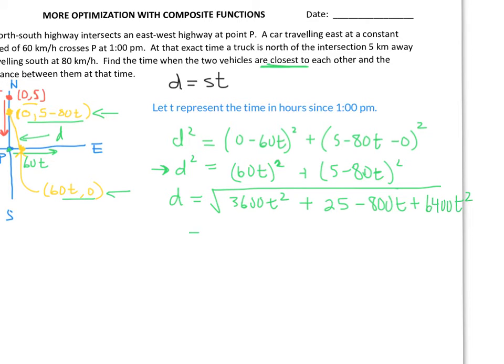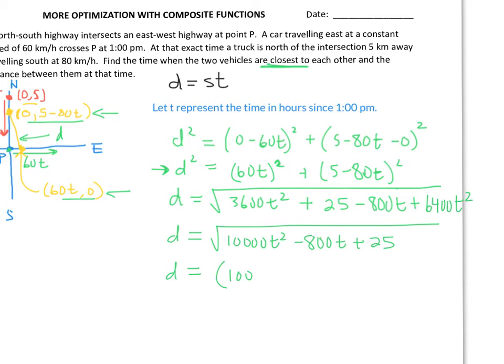Okay, so then that we're going to simplify further. We're going to have the square root of, that's going to equal 10,000 t squared minus 800t plus 25. And that we know we could just rewrite as the exponent 1/2. And then we can use our chain rule on that. So this is what we want to find the minimum of.